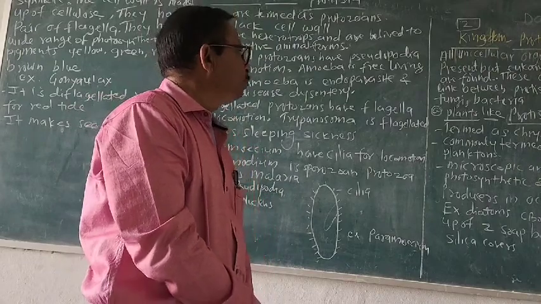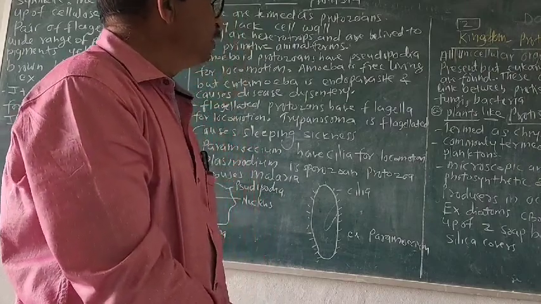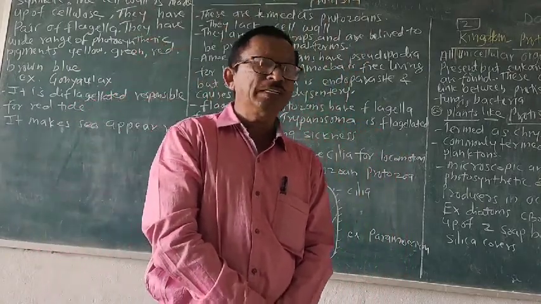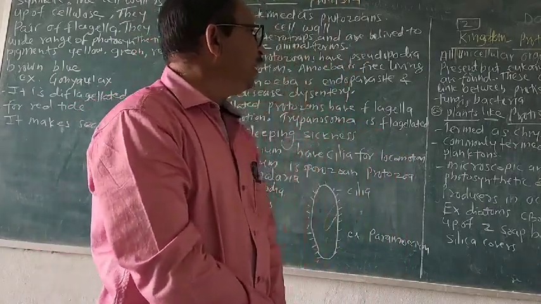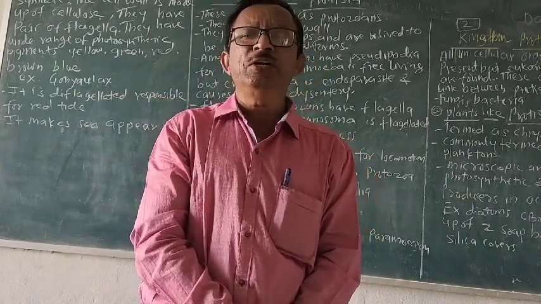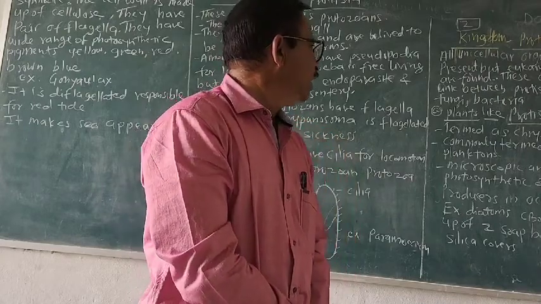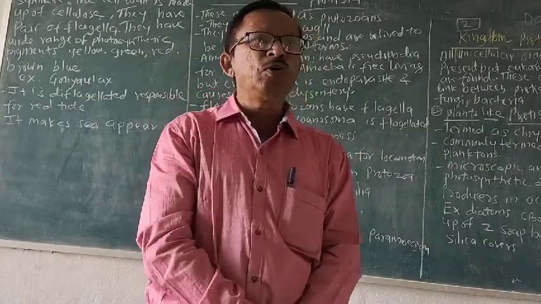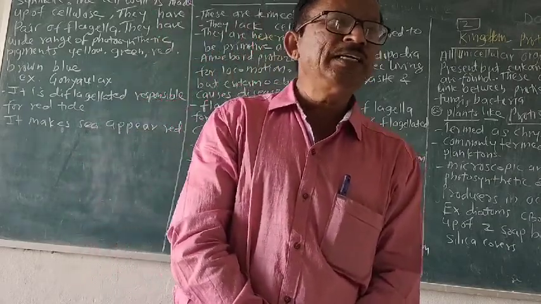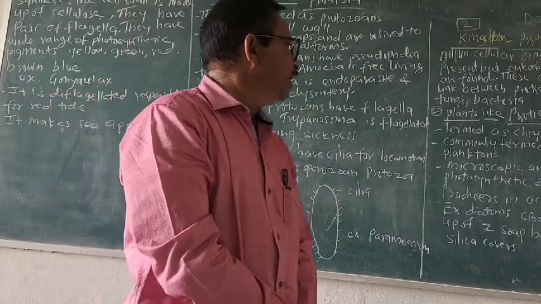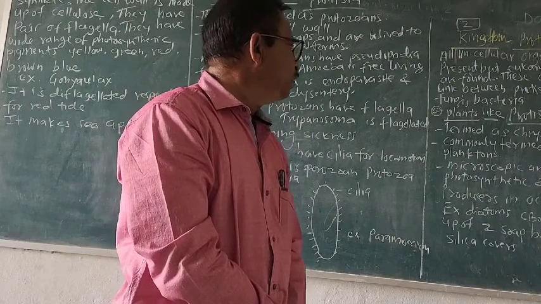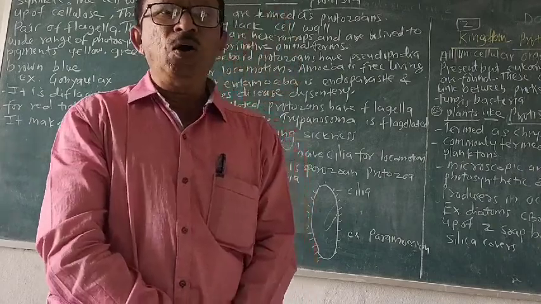Now the further classification is the plant-like Protista. These are termed chrysophytes. That is another terminology. They are commonly called phytoplankton. These are the smallest in nature. As we know, these are unicellular, and they are called chrysophytes, or phytoplankton.